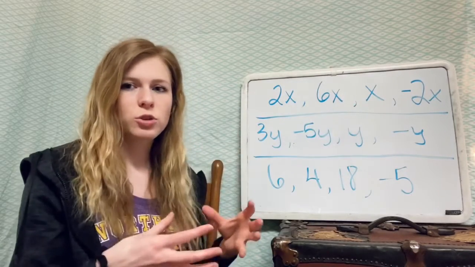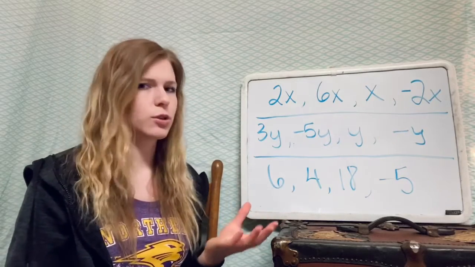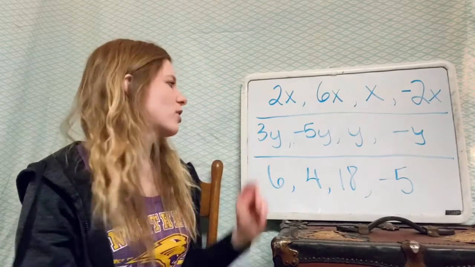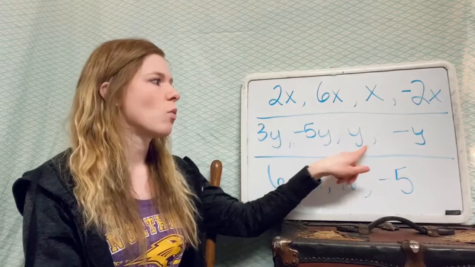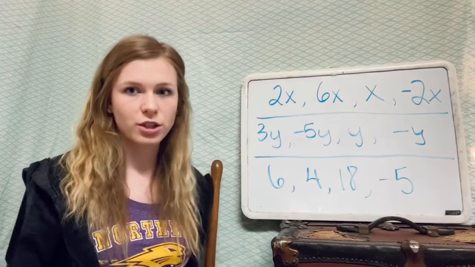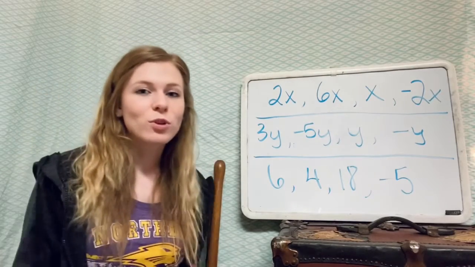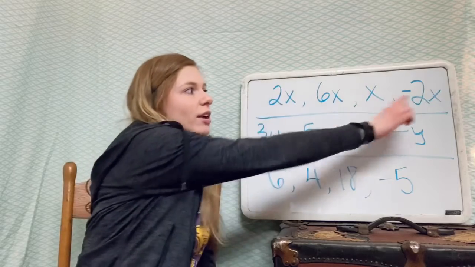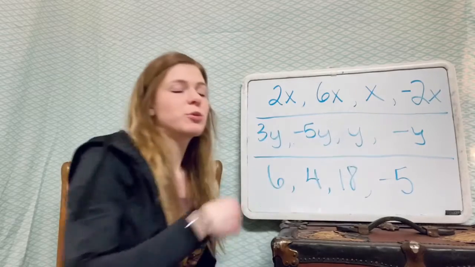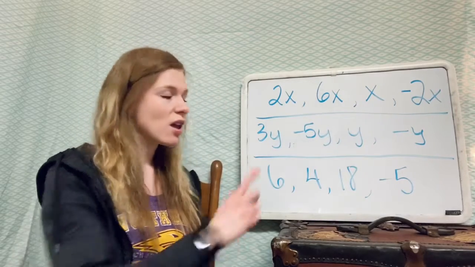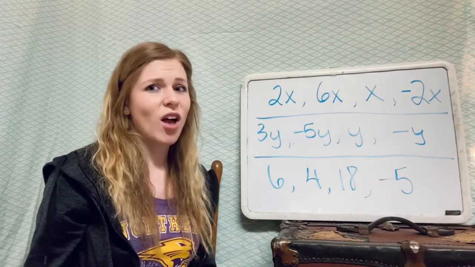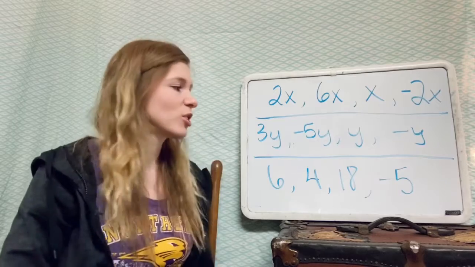So now looking at the terms, you have to decide which ones are like and which ones are unlike, for lack of better terms. What I have here is 3y, negative 5y, y, and negative y are all like terms. 6, 4, 18, and negative 5 are all like terms. If you haven't seen the pattern yet, these are all like terms because they have the same variable of just x. These are all like terms because they have the same variable of just y. These are all like terms, or another word for them would be constants. So technically they all have the same variable because they don't have one. So they are all like terms.